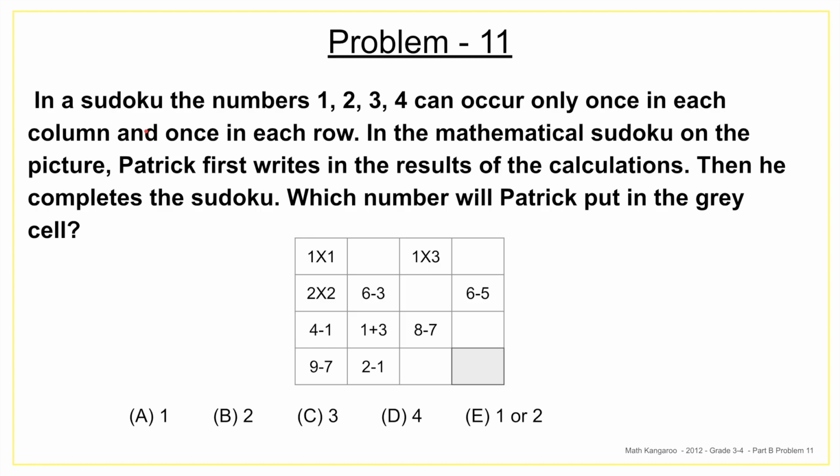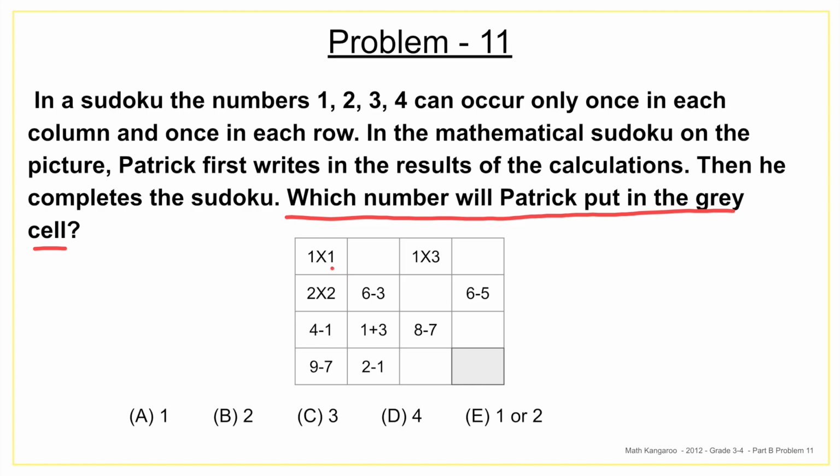Problem 11. In a Sudoku, the numbers 1, 2, 3, 4 can occur only once in each column and once in each row. In the mathematical Sudoku on the picture, Patrick first writes in the results of the calculations, then he completes the Sudoku. Which number will Patrick put in the gray cell? Alright, let's dive right in. First, Patrick writes in the results of the calculations from the puzzle. Let's go through them quickly.